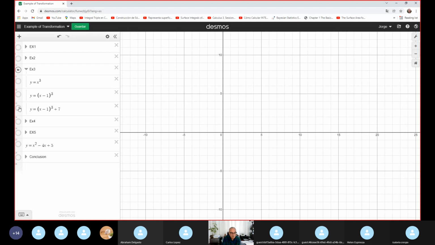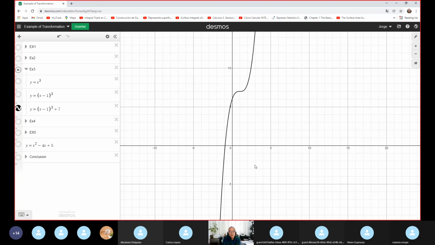So my final answer is this. Okay, repetition. Start from the original cubic function, because I identify that our original example belongs to the family of the cubic function. Then we have the first transformation, a horizontal shift 1 unit to the right, because it's negative. And finally, a vertical shift 7 units up. Bam, bam, bam. This is the final answer.